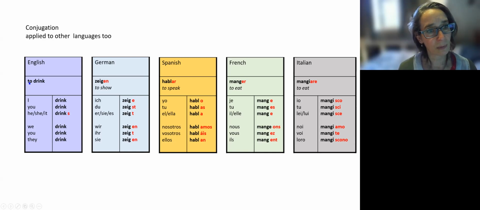So let's start with the verb to drink. I drink, you drink, he drinks. That's fairly easy. Can you see how simple English is? You only need to add an S in the third person singular.